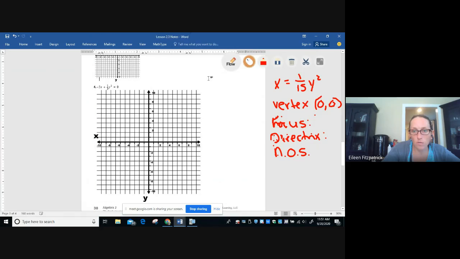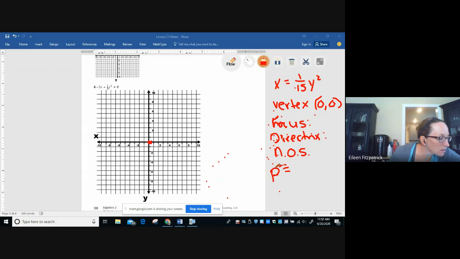All right, so we're going to plot the vertex at (0, 0). Now remember, we said it opens sideways. It opens to the right because there's a positive a value. And that's the other thing I need, the p-value. We solved for that already. What did we say the p-value was?